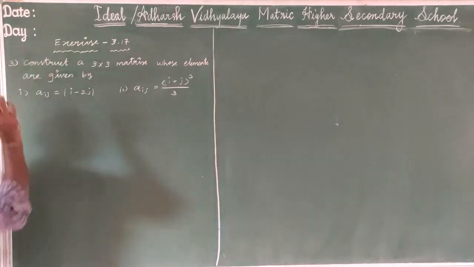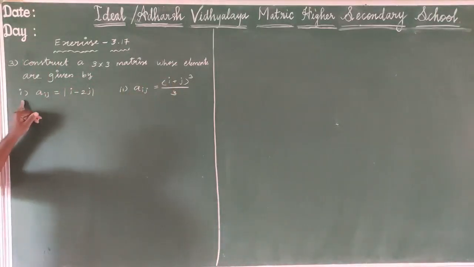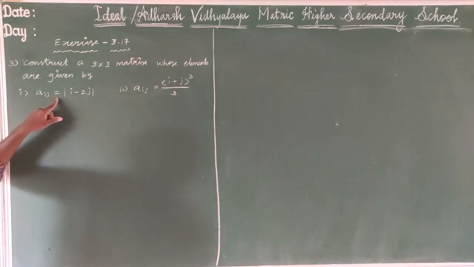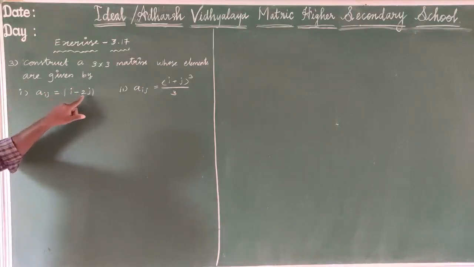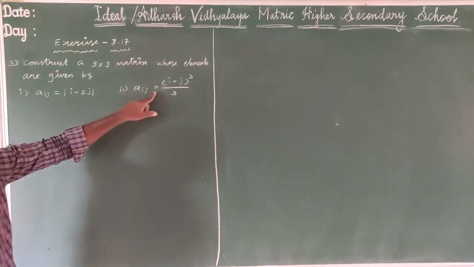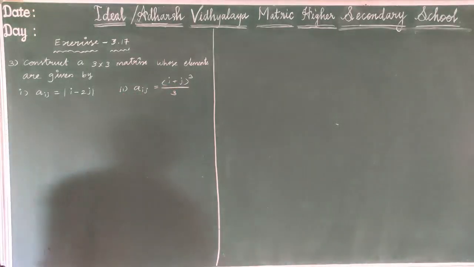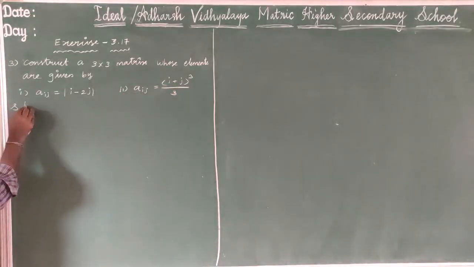One third sum. Construct a 3 by 3 matrix whose elements are given by first subdivision, Aij is equal to modulus i minus 2j. Second subdivision, Aij is equal to (i plus j) the whole cube divided by 3. Solution.